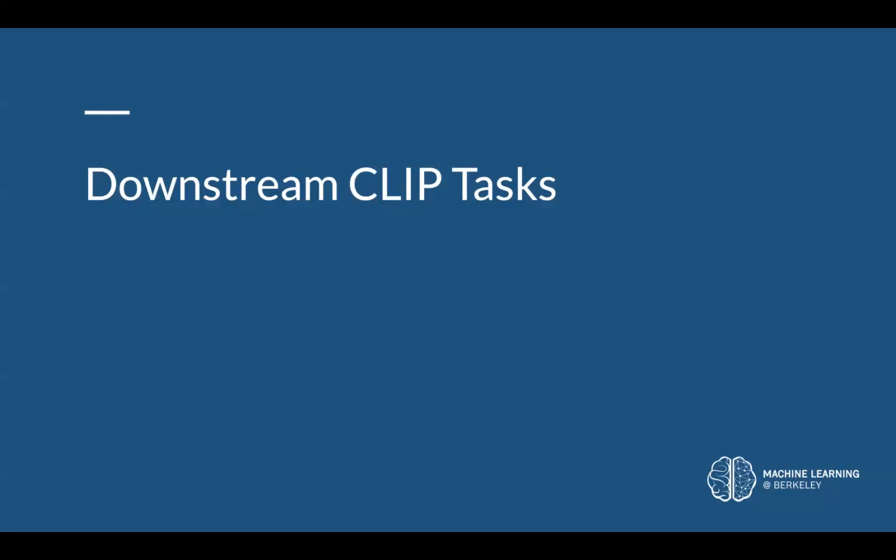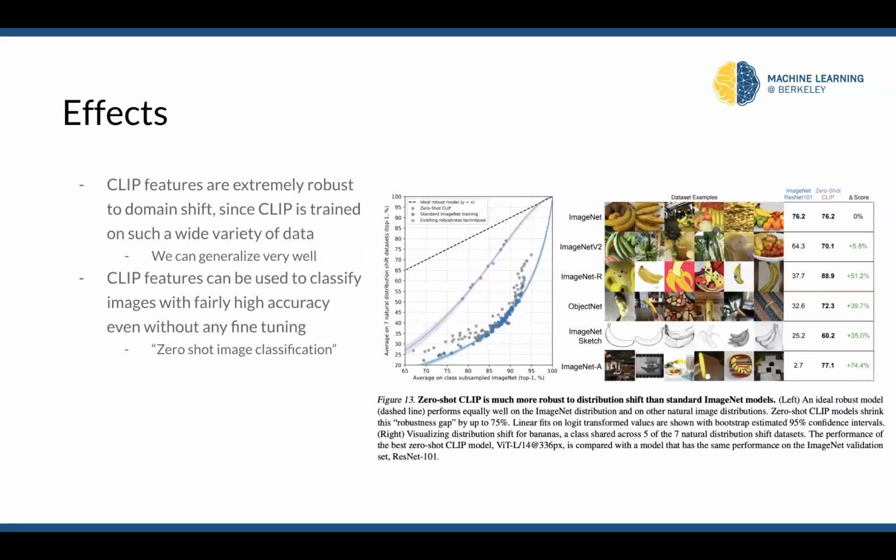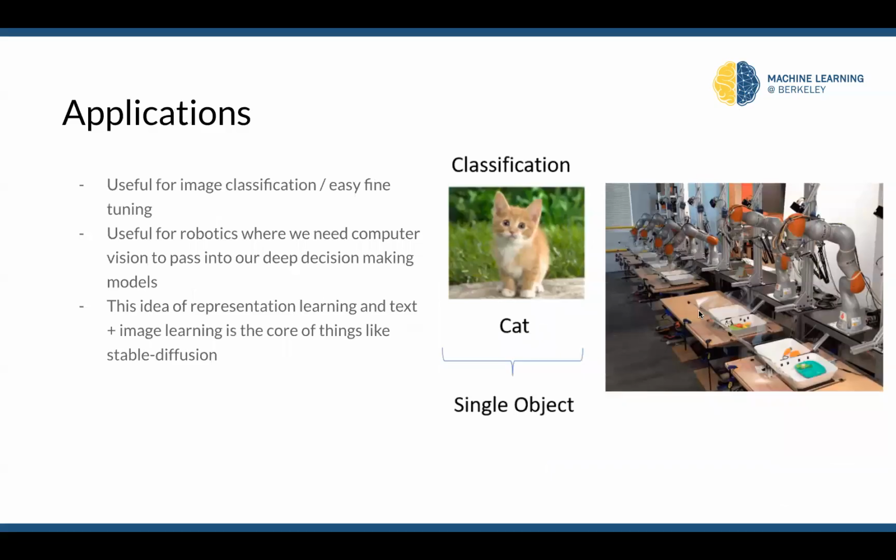So talking a little bit more about downstream tasks. We talked about classification. We can use CLIP to classify objects we've never seen before, objects that come from wildly varying distributions. That's one thing we can do with CLIP.